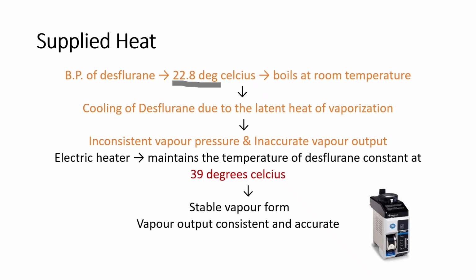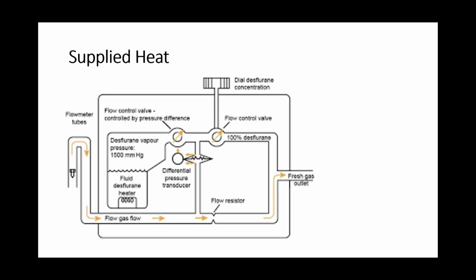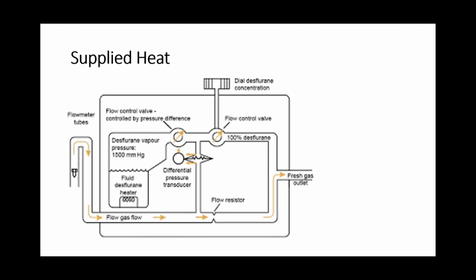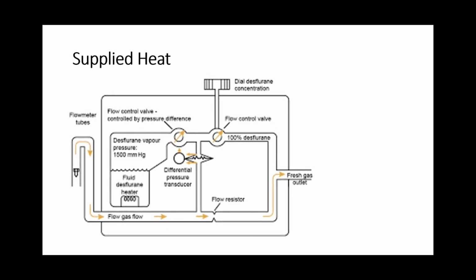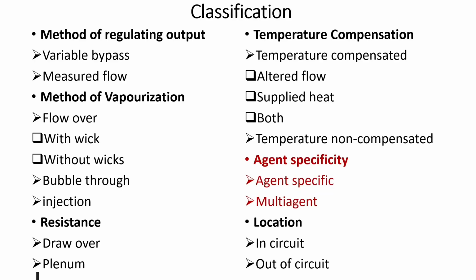In the Tech 6 vaporizer, there is an electric heater that maintains the temperature of desflurane constant at 39 degrees Celsius. Maintaining the temperature of desflurane at 39 degrees Celsius ensures that it stays in a stable vapor form and makes the vapor output consistent and accurate. An internal thermostat monitors and regulates the temperature. Any drop in temperature activates the heater so that the temperature is maintained stable at 39 degrees Celsius. This is a diagrammatic representation of the same. But right now we will not go into the details. I will discuss the desflurane vaporizer separately in a dedicated video.